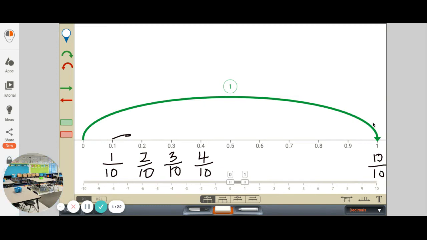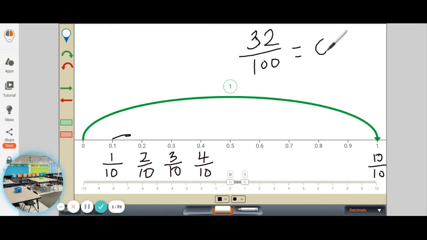Now, another thing that we could do if we were trying to find a specific location on the number line, for instance, if we were looking for the number 32 hundredths. Now, 32 hundredths can be written as a fraction, 32/100, or as a decimal. So in this case, we are looking for the decimal on the number line.